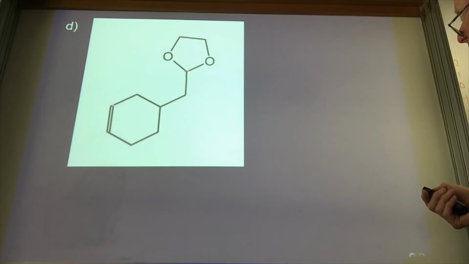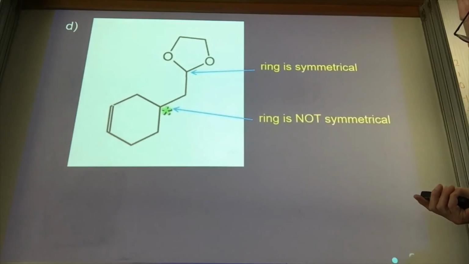We have a look at this. Is the ring symmetrical or asymmetrical? No. In this case, there's an oxygen. Same distance away, either way you go around. So going around this way is exactly the same as going around that way. So that is not chiral, this one is.